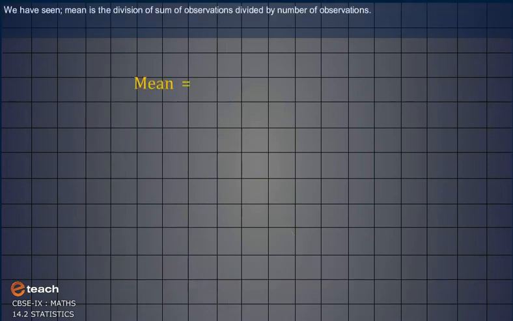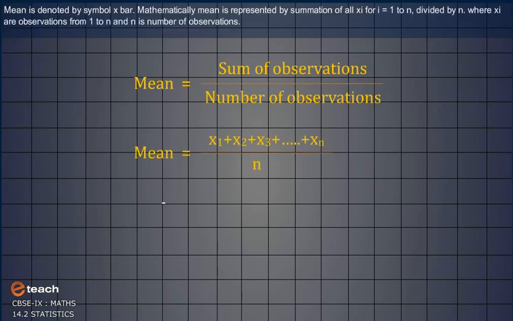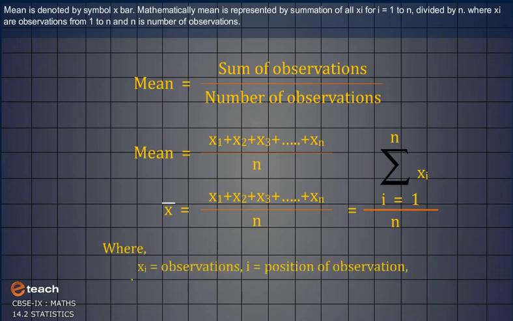We have seen that mean is the sum of observations divided by the number of observations. Mean is denoted by the symbol x bar. Mathematically, mean is represented by the summation of all xi for i equal to 1 to n, divided by n, where xi are observations from 1 to n and n is the number of observations.